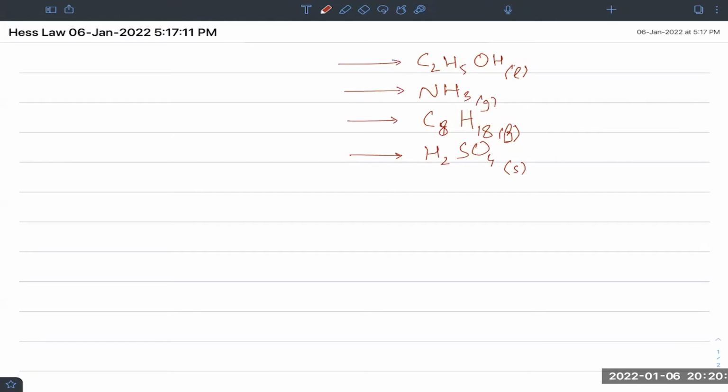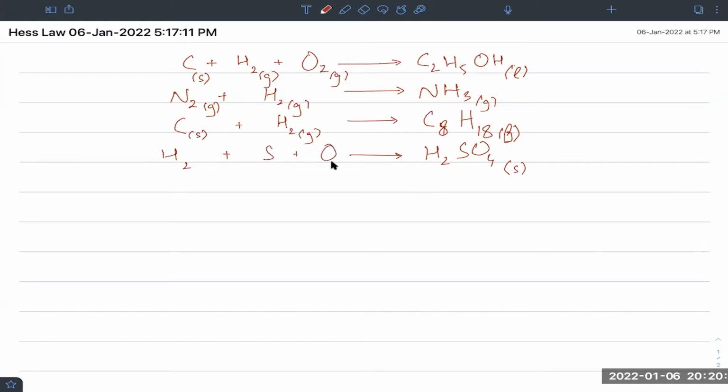Now, the equations would be: this starts at carbon, hydrogen, oxygen. These are the elements you need in this state. So this is graphite, solid, this is gas, this is gas. Then nitrogen, which is N2, plus hydrogen, both of them gases. Octane is carbon plus hydrogen. And lastly, we have hydrogen, sulfur, and oxygen. Balance them. So this is gas, this is solid, and this is gas.